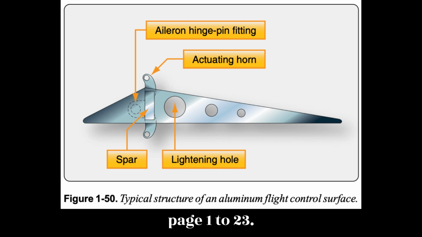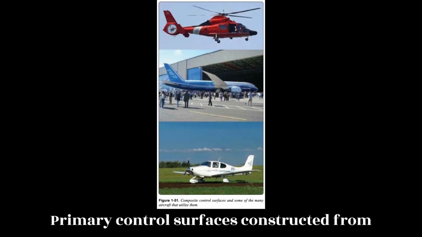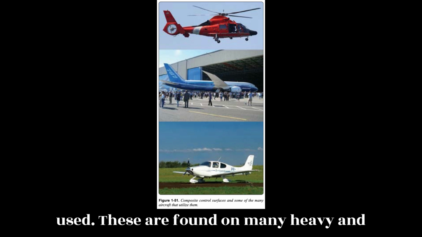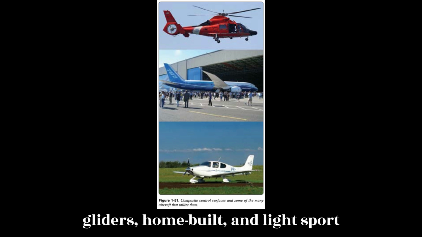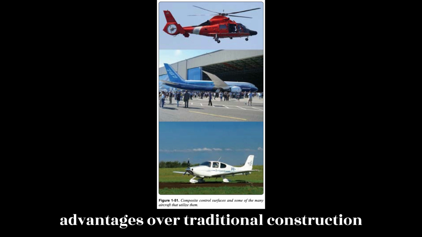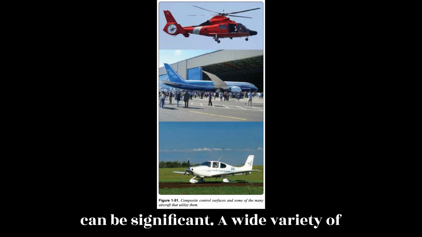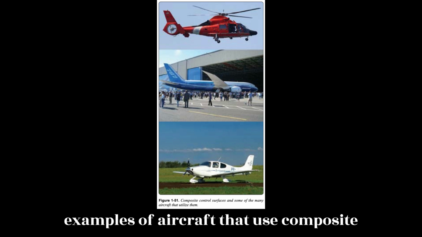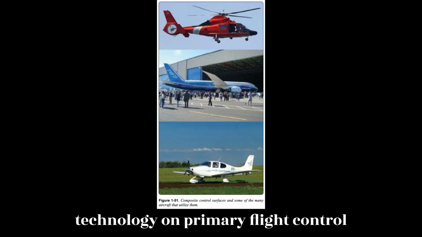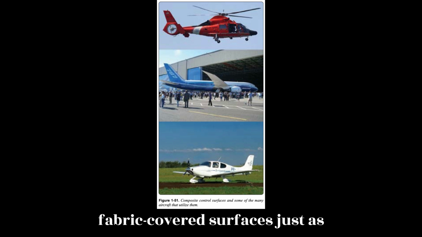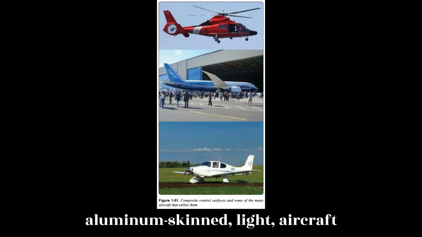End of page 1-23. Primary control surfaces constructed from composite materials are also commonly used. These are found on many heavy and high-performance aircraft, as well as gliders, home-built, and light sport aircraft. The weight and strength advantages over traditional construction can be significant. A wide variety of materials and construction techniques are employed. Figure 1.51 shows examples of aircraft that use composite technology on primary flight control surfaces. Note that the control surfaces of fabric-covered aircraft often have fabric-covered surfaces, just as aluminum-skinned light aircraft typically have all aluminum control surfaces.